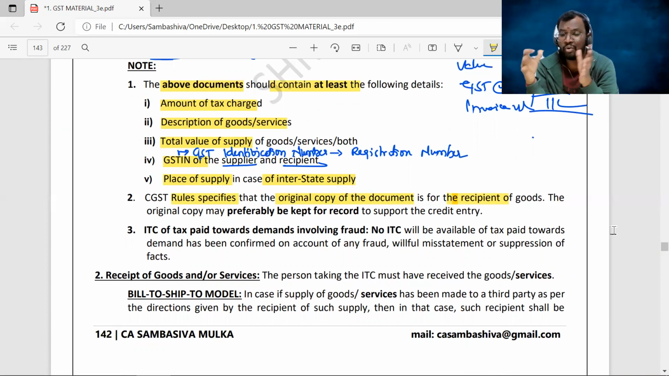Next, the CGST rules specify that the original copy of the document is for the recipient of the goods. Generally the invoice will be prepared in triplicate, 3 copies. The original copy is for the recipient, the duplicate copy for the transporter, and the triplicate copy lies with the supplier. So the original document is always for the recipient, and the recipient should show this original document for claiming input tax credit. The original copy should preferably be kept on record to support the credit entry.